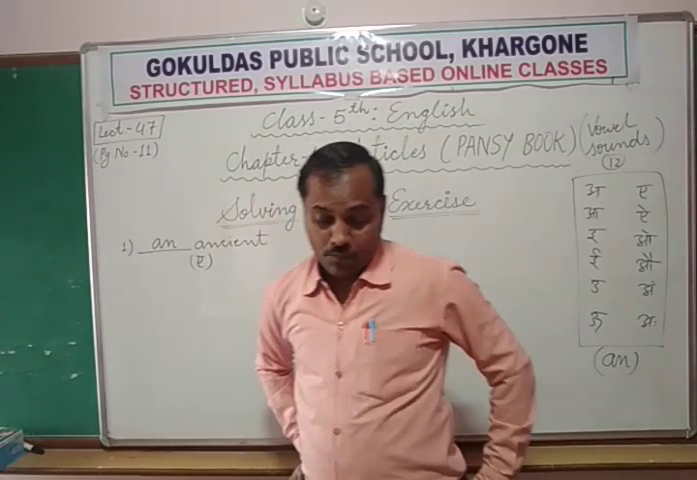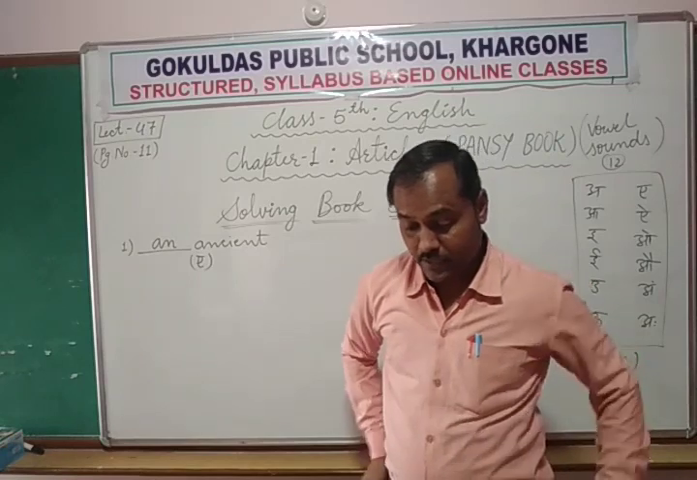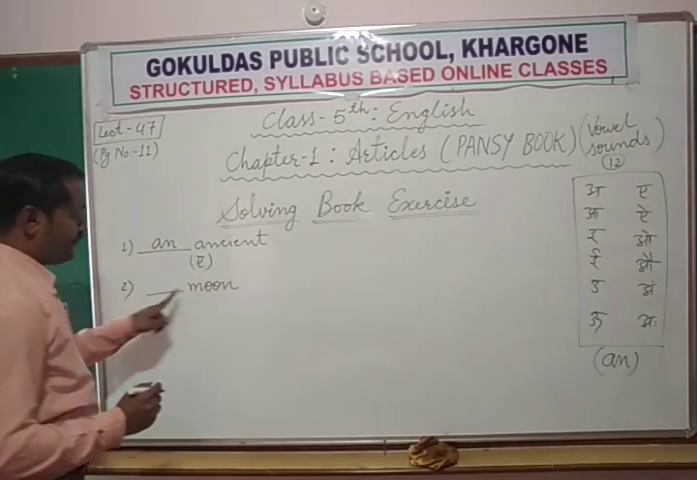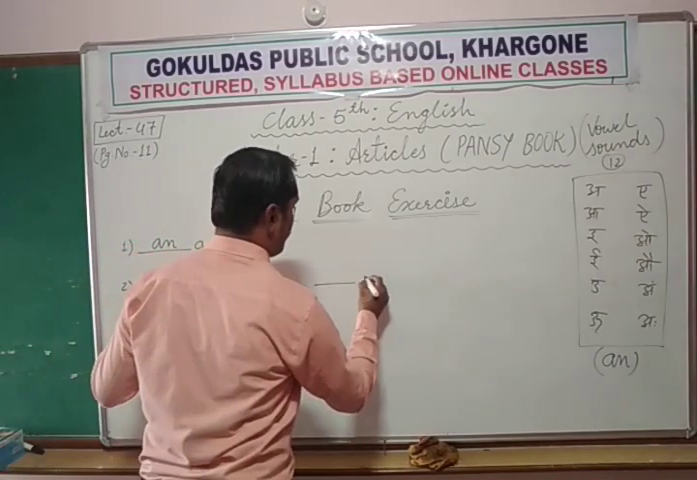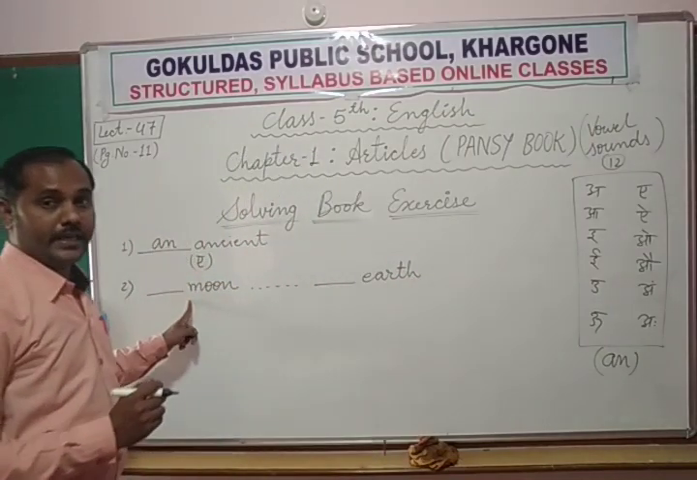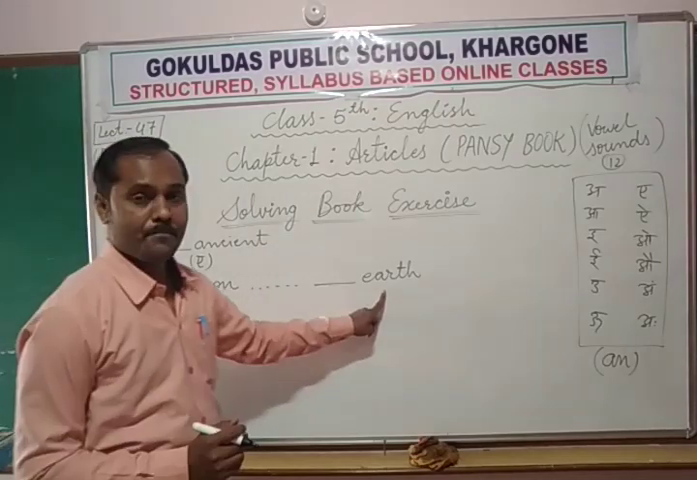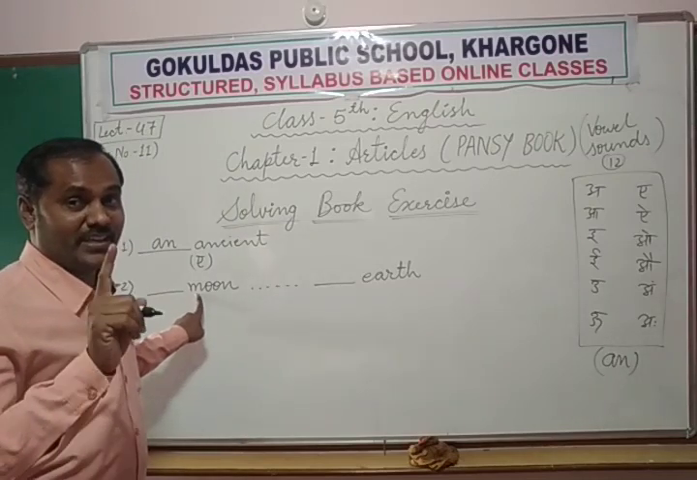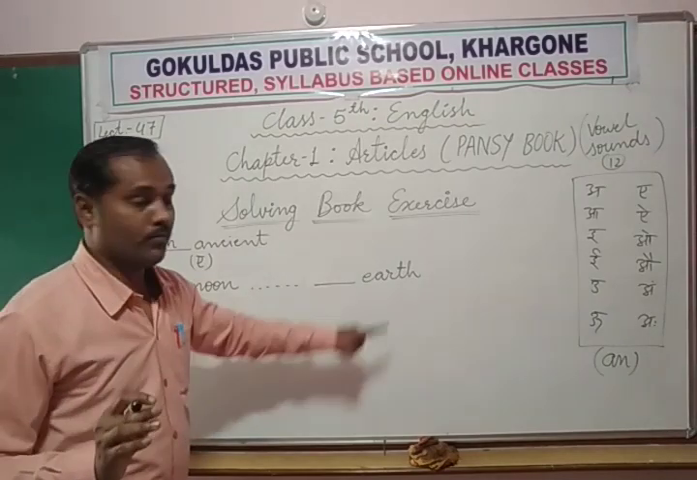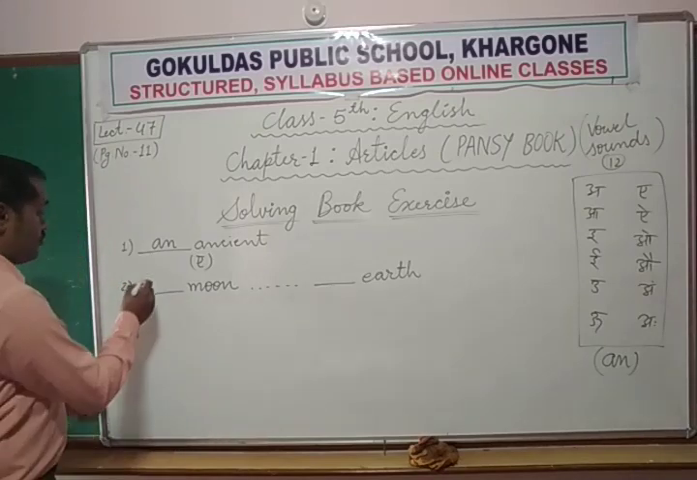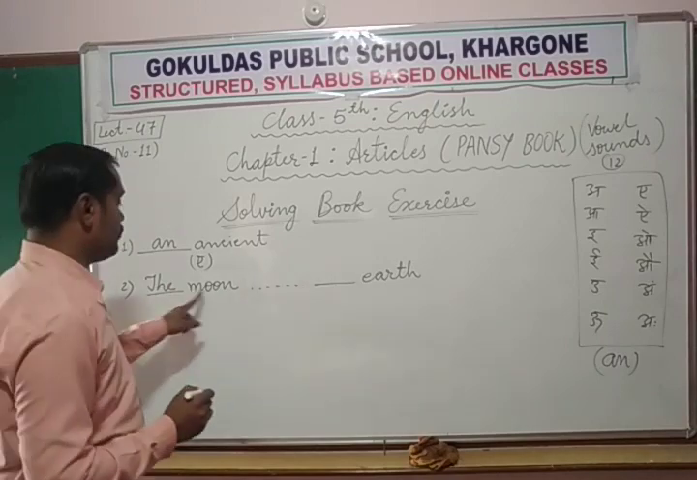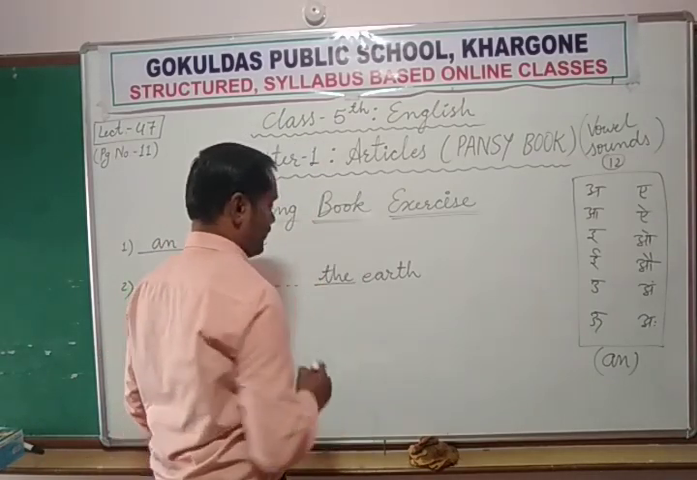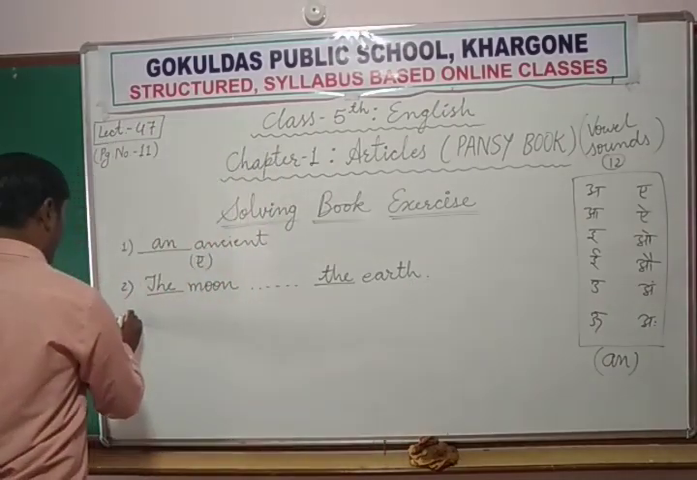Second, moon revolves around earth. Now we have two blanks. Before moon we have to put the, and before earth too. So you have to focus only on the words just after the blank space. Moon is a heavenly body, unique in its own kind. Sun, moon, earth, before these names of planets, we use the. So the definite article the will be used. The moon revolves around the earth. So you should remember these rules where the is used.